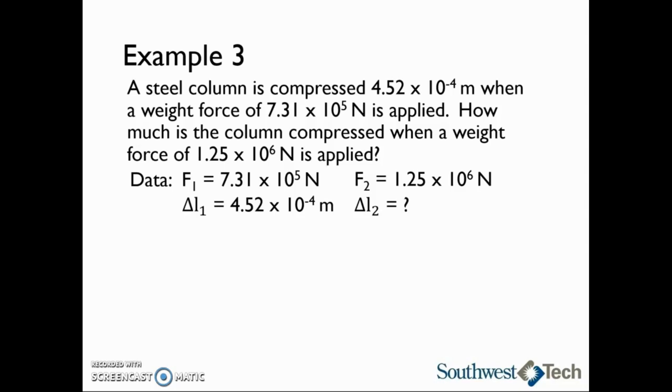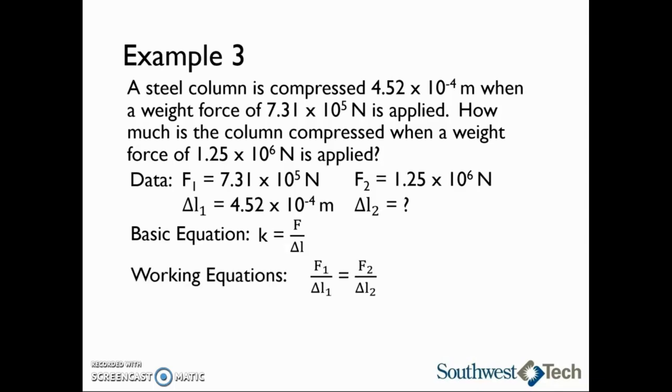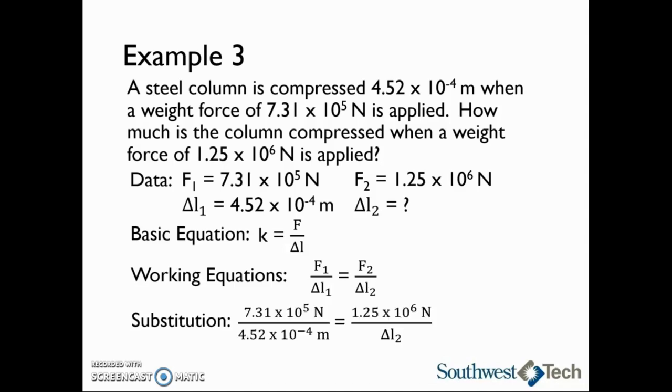Since this is another Hooke's law problem, the basic equation we will use is that K equals F divided by delta L. In this problem, we're going to use a slightly different working equation. Since we are looking at the same steel column, the column will have the same spring constant K no matter what force is applied. Therefore, we can actually set this problem up as a proportion. F sub 1 divided by delta L1 equals F sub 2 divided by delta L2, so this will be our working equation. Next, we will substitute in the three pieces of data we know, and we can cross multiply and divide to find the fourth missing piece of information.